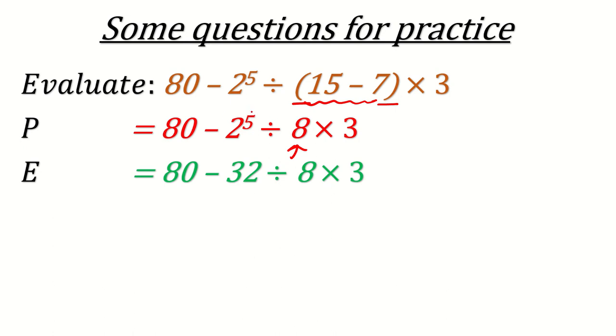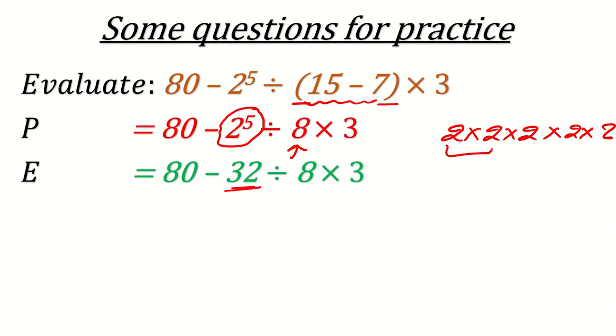So power means this one, 2 raised to the power 5. Only here we have one term with the power. So 2 raised to the power 5, I have explained in another video, means 2 multiply 2 multiply 2 multiply 2, 5 times. So 2 raised to the power 5 means 32, because 2 multiply 2 is 4, then 4 multiply 2 is 8, and 8 multiply 2 is 16, and 16 multiply 2 is 32. So this is 2 raised to the power 5.